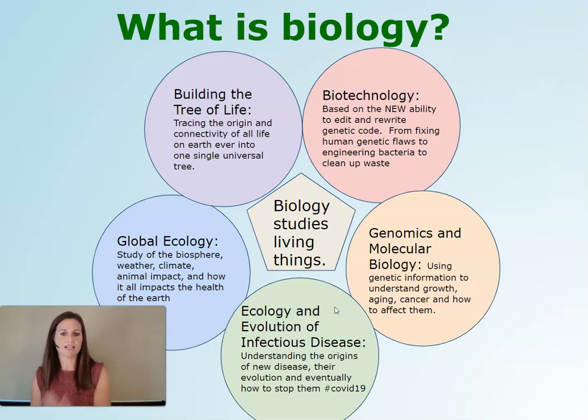Now, does that mean that they're going to need to look into the ecology and evolution of infectious disease? Yes. Are they going to need to call upon biotechnology in order to execute the ideas that they have for global ecology? Yeah. In biotechnology, we can make a bacteria that consumes an oil spill. So that's biotechnology helping global ecology. So that's why they're not a list, okay? They're in this kind of circle because all of biology is kind of bouncing back and forth between these different ideas.